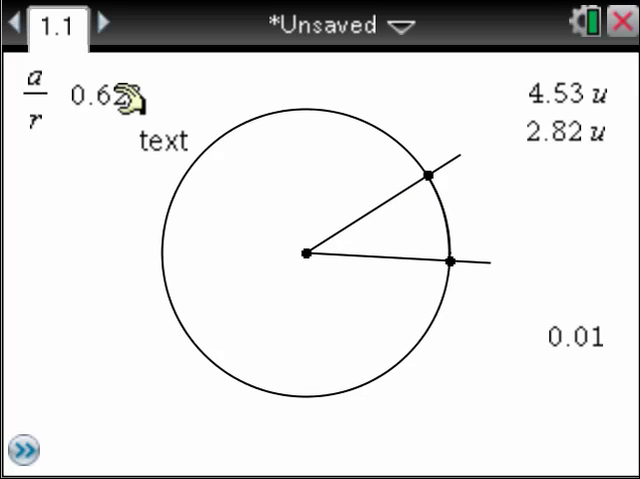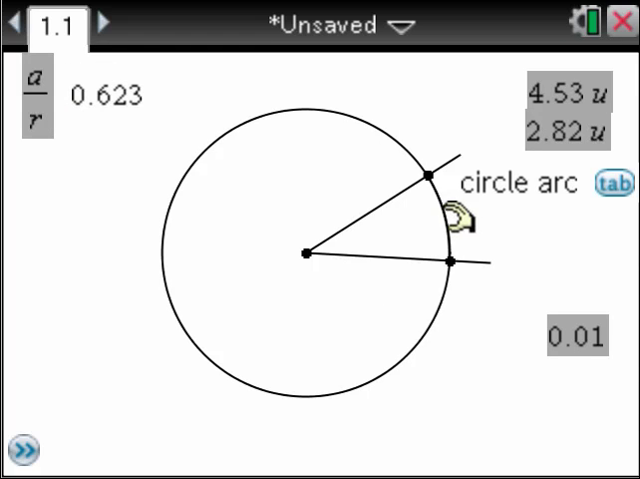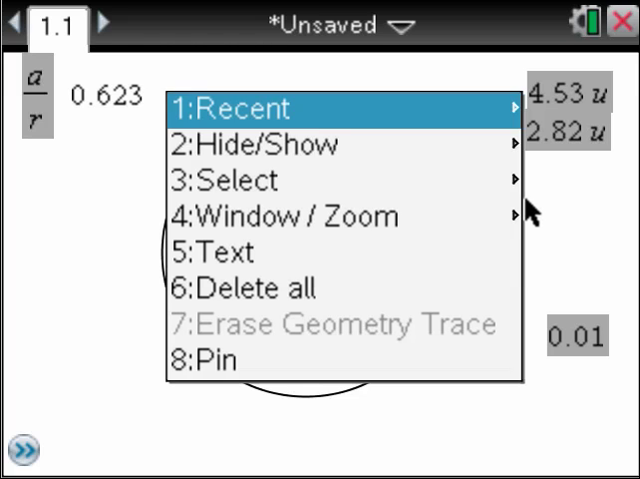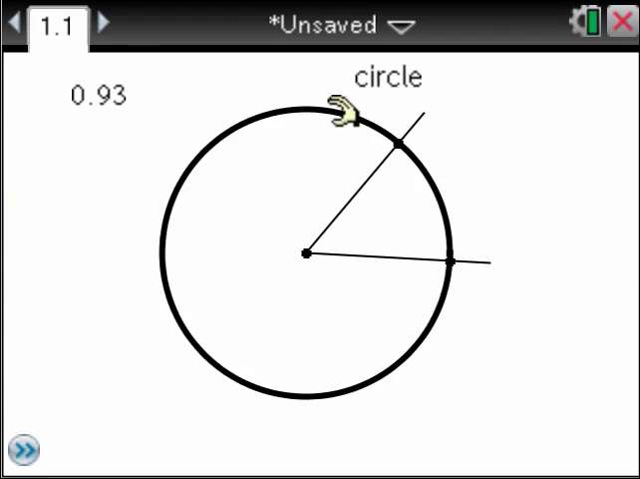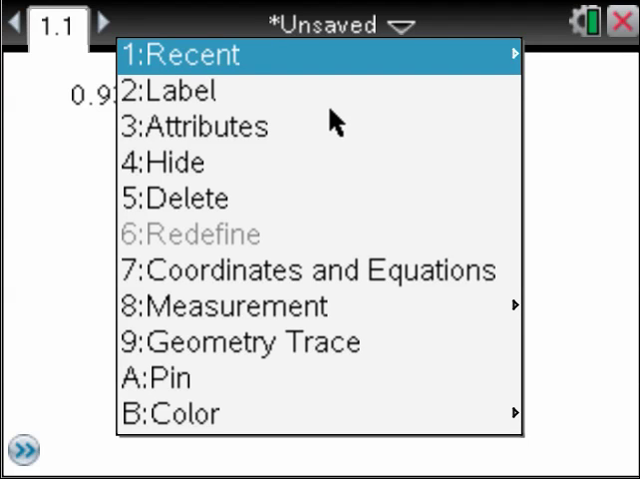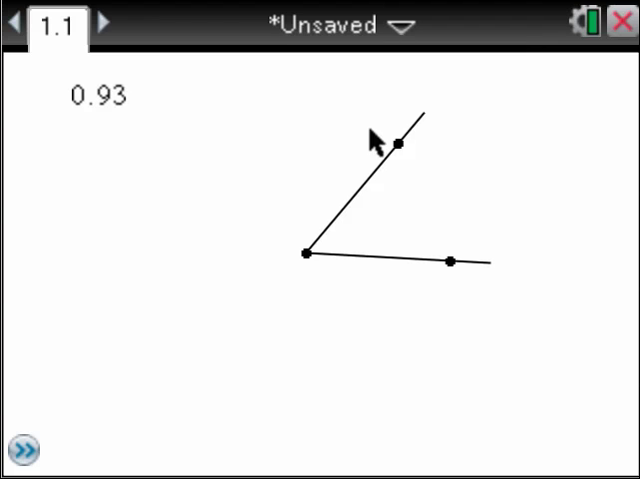Of course, if you wanted to convert that to degrees, we could have embedded that conversion formula within our A over R. So I'm just going to now hide what I don't need. Don't actually even need the arc to be showing. If I'm just showing an angle, I don't actually have to need the circle to be showing either.